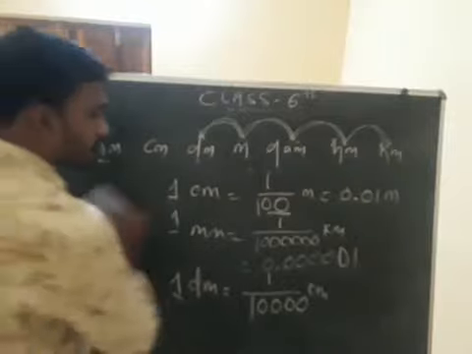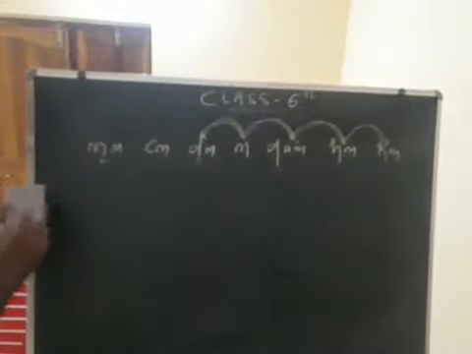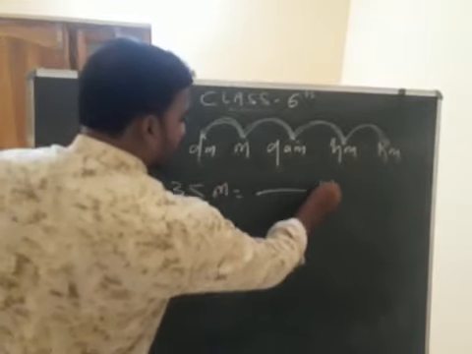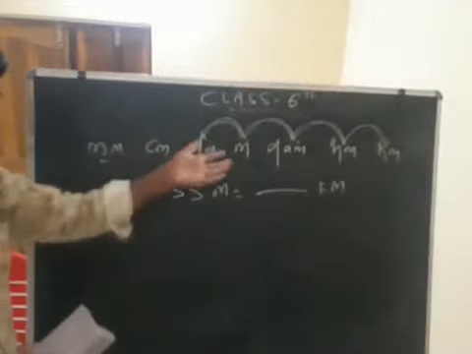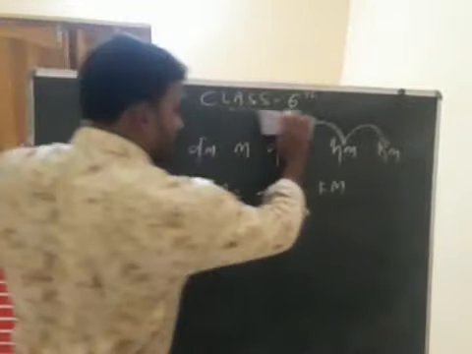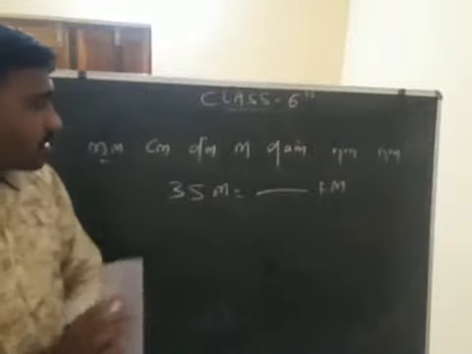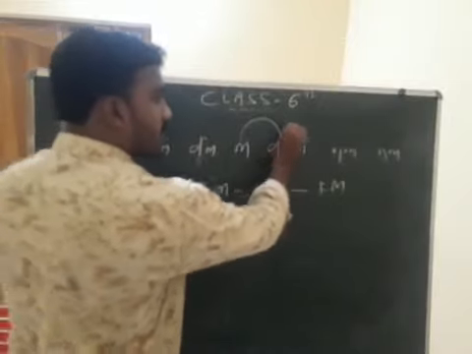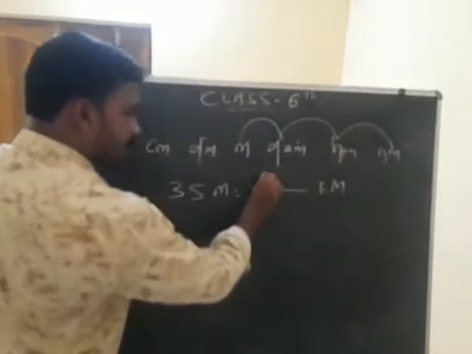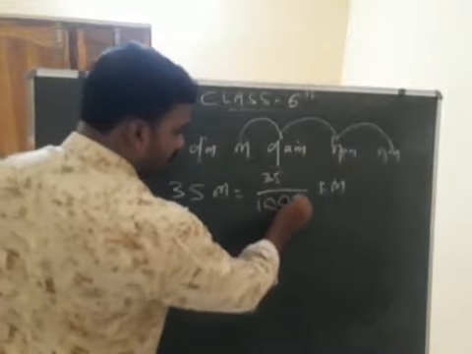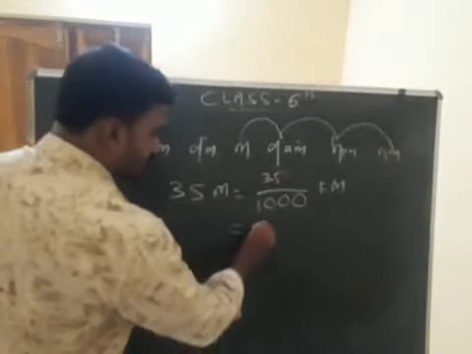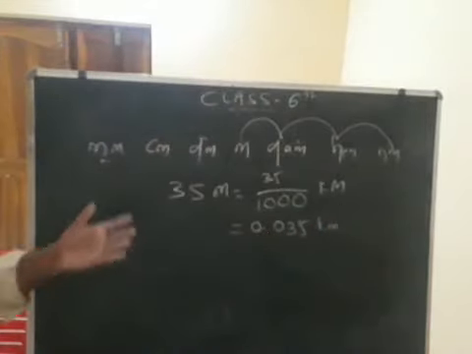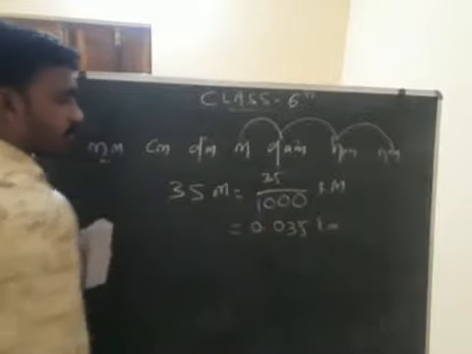Now a question will come: 35 meter is equal to ___ kilometer. This type of question I will give. 35 meter means 1 meter to kilometer: 1, 2 and 3. So 35 by, in 1 how many 0s? 3 zeros. So 0.035 kilometer. Understood? Otherwise you can cut in a simpler form also. No problem.